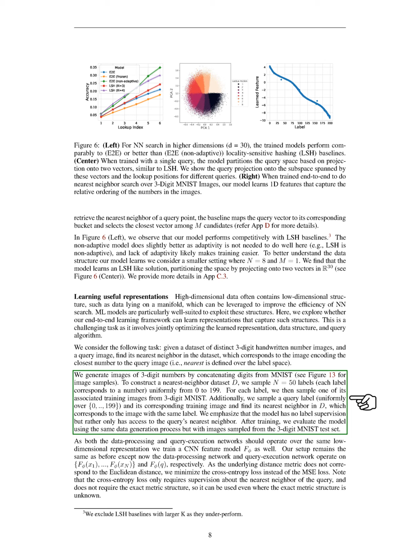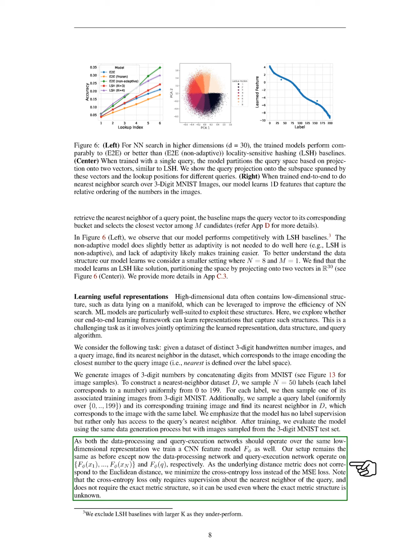We also select a query label and its corresponding image, then identify its nearest neighbor in our dataset, which has the same label. Importantly, our model does not have label supervision. It only knows the nearest neighbor of the query. After training, we assess the model using a similar data generation process, but this time with images from the 3-digit MNIST test set. Both the data processing and query execution networks need to work with the same low-dimensional representation, so we train a CNN feature model as well. The setup remains unchanged, except now the networks operate on the features produced by this model.